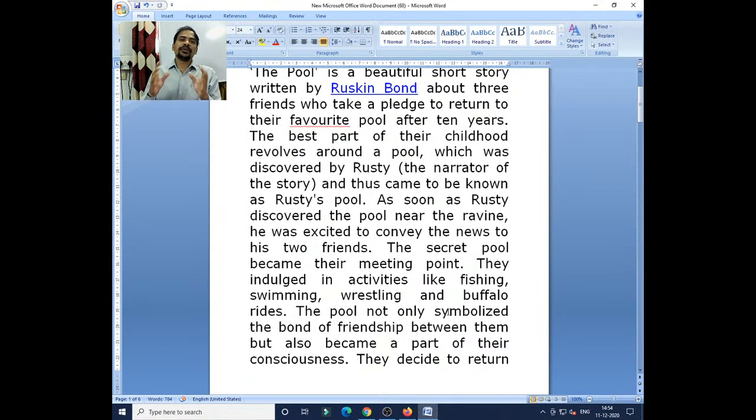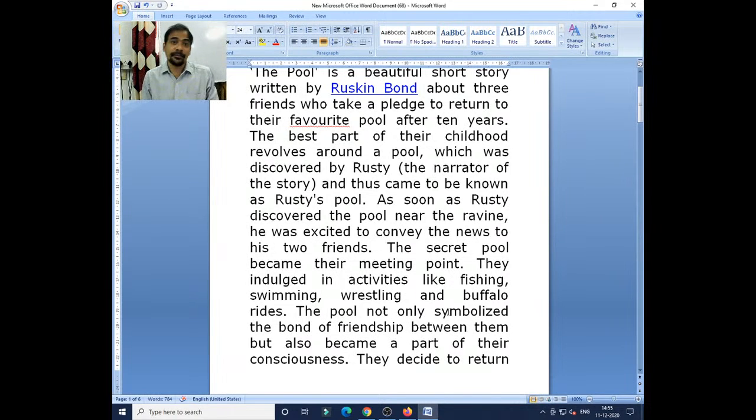Many beautiful places are there in our cities and in the countryside too, where people used to go and sit and pass their time, beautiful time with their friend circle. Similarly the pool was a sort of tool, or meeting point, for these three friends. They used to go there and conduct a lot of activities, like fishing, swimming, wrestling, buffalo rides.